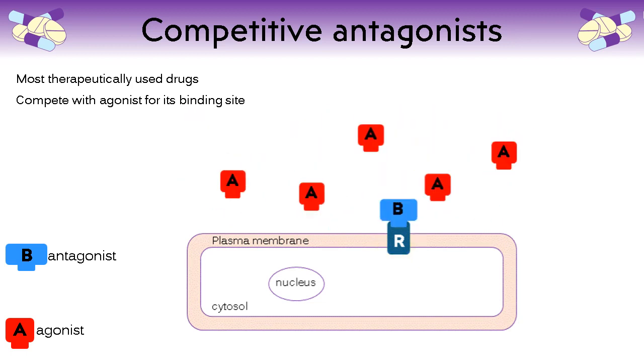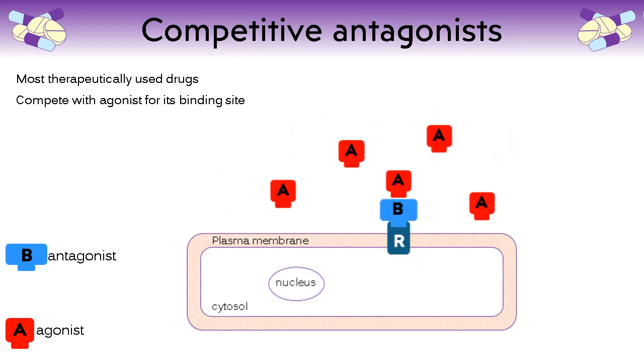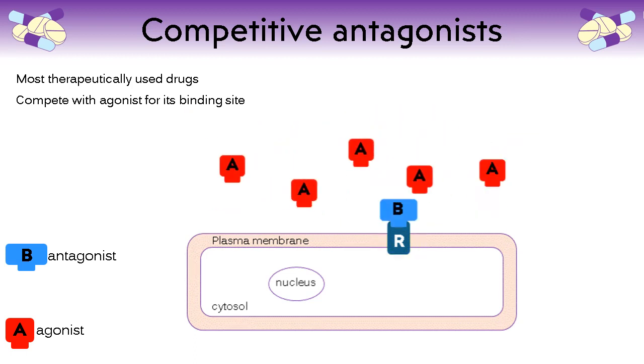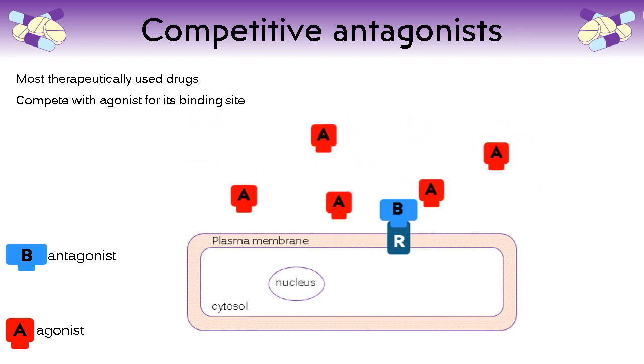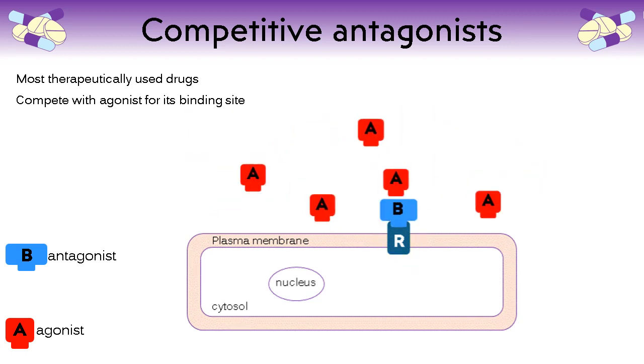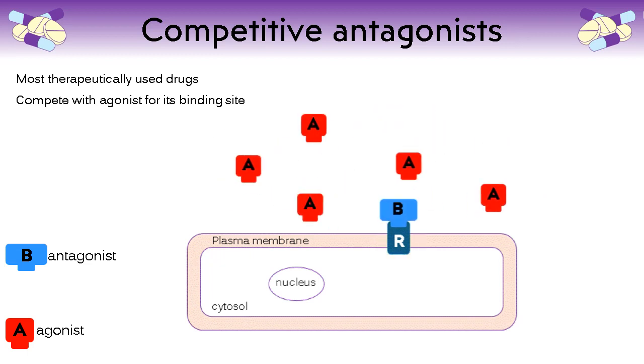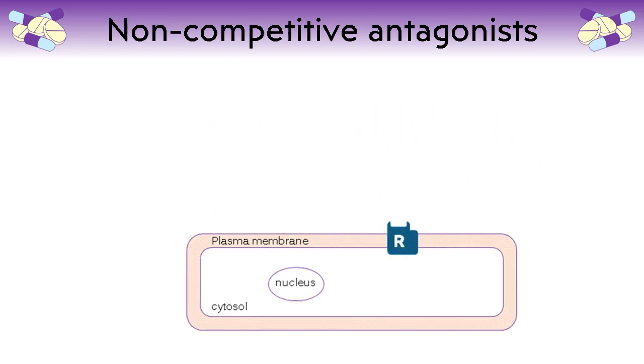But if an agonist molecule reaches the receptor when it is unoccupied, it can still bind and produce a response. In this way, the two drugs or ligands compete for binding at the receptor. Not all antagonists are competitive. Some act in a non-competitive manner.